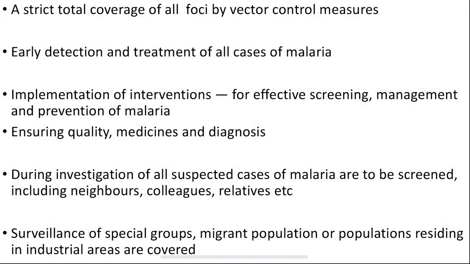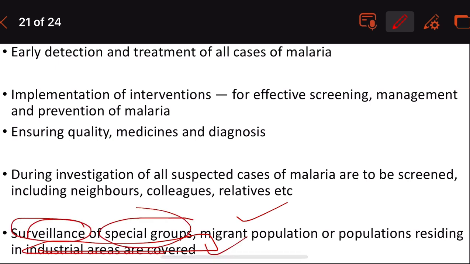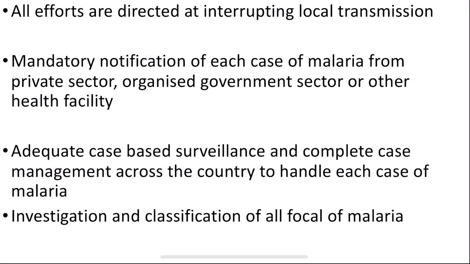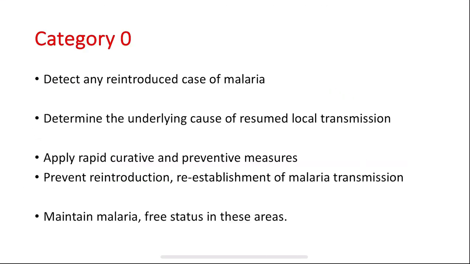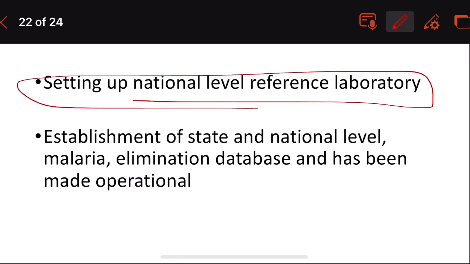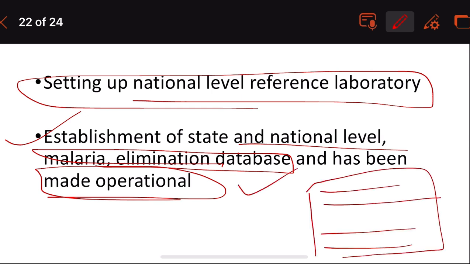And next, surveillance of special groups, like we saw the high risk groups, like the migrant population and the population residing in industrial areas, also need to be covered. So these were the interventions for category 1. And last, the other 2 points are setting up the national level reference laboratory. We need to set up the national level reference laboratories, and the establishment of state and national level malaria elimination databases have to be made operational. So we need to establish this database and make it operational.